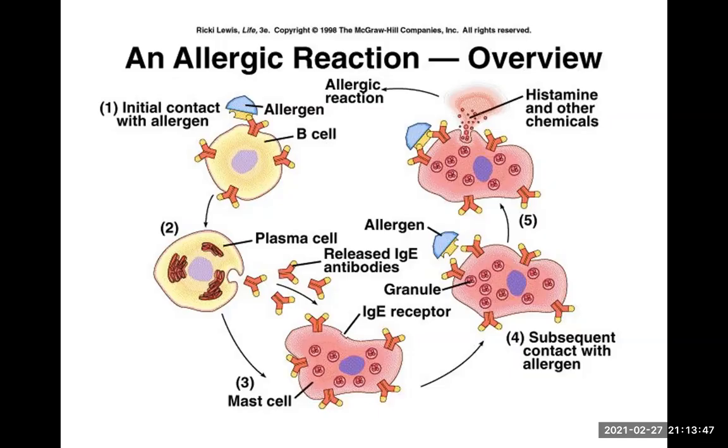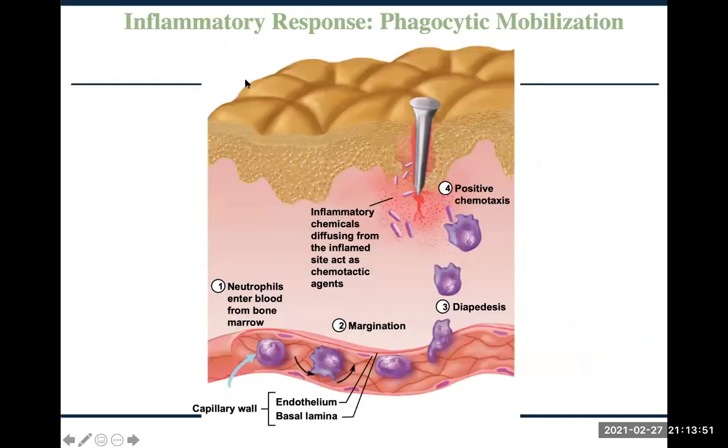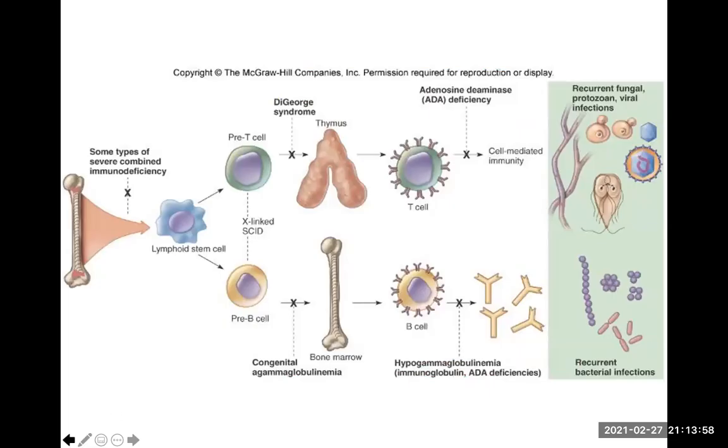And then the third immune system pathology would be a lack of response. Actually, I can go through a little bit more on inflammation.